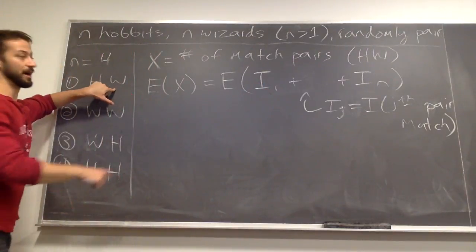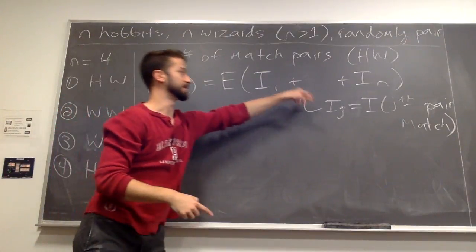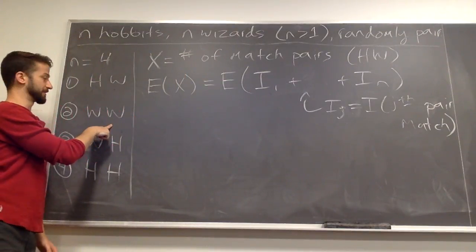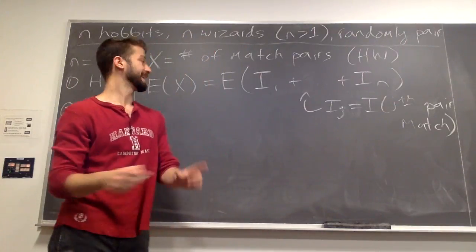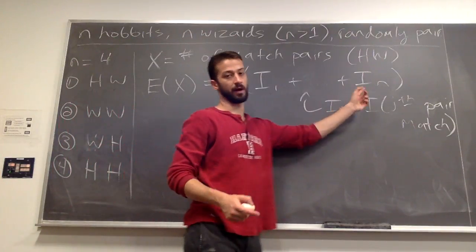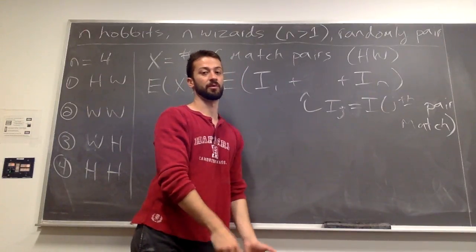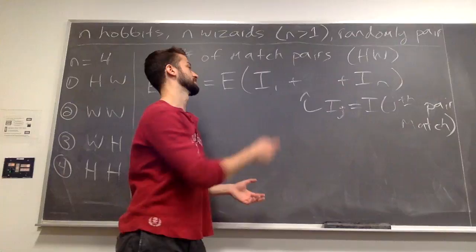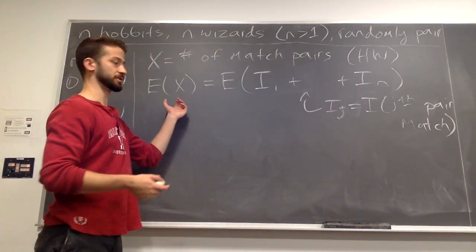Here, I1 would be 1 because the first pair is a match. Then, plus I2, in this case, I2 is 0 because the second pair is not a match, and so on. This is a big step, right? Writing x in terms of these indicators, but it makes sense. Think about these indicators as light bulbs that are 0 when there's not a match, and 1 when they are a match, and we're just adding up across each of the pairs. Since we're adding up all of the pairs, we should get x.